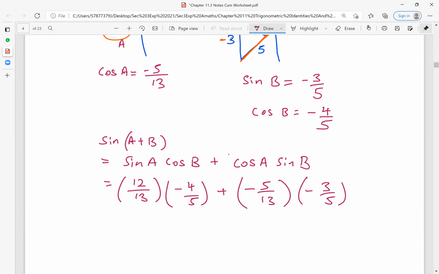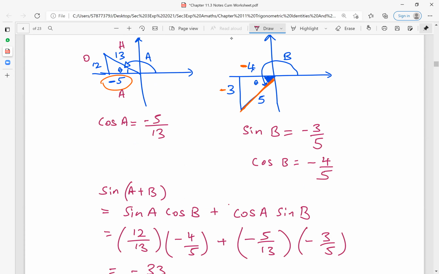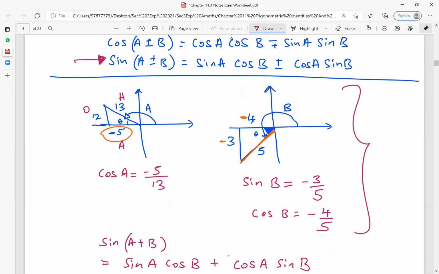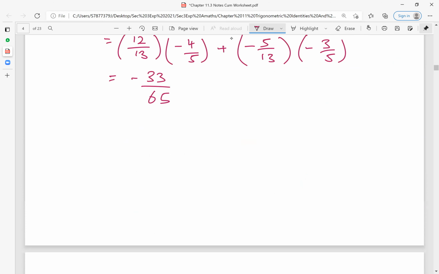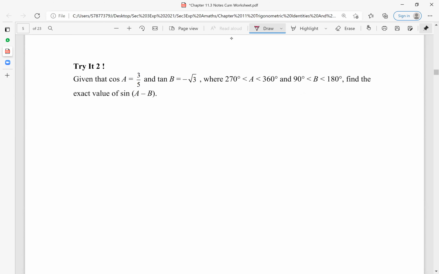Okay, and when you solve, you should be able to get this as your answer. But this process is important. This thing is a major part. Okay, important. Can? Okay, so if you're comfortable with this, can I get you to try it too?